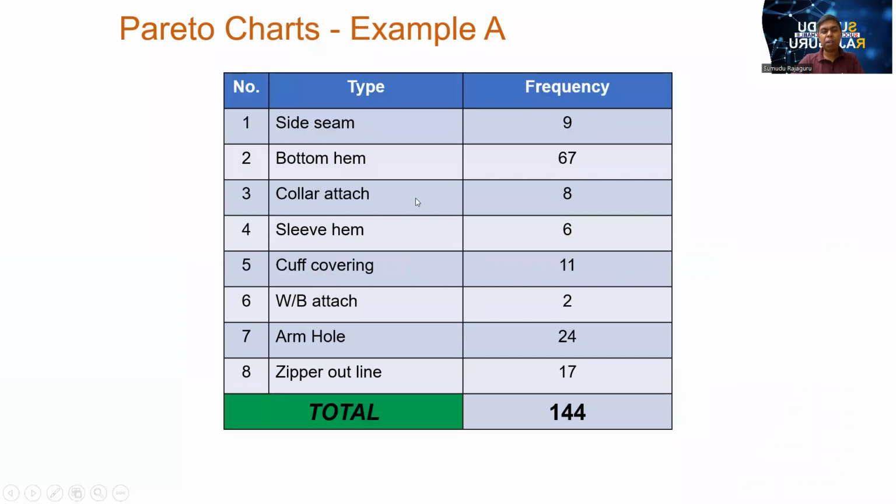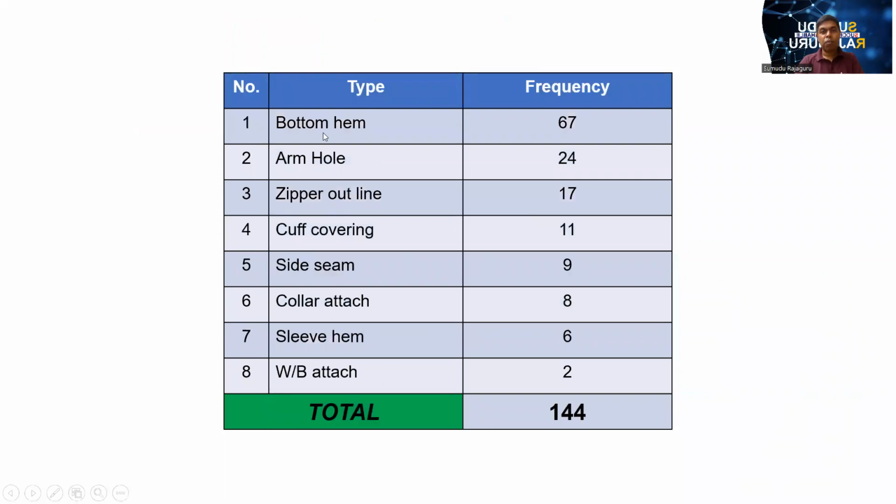This is a simple example to explain how to draw the Pareto chart. You can see here, this is one production line's defect types from last month with the quantities: side seam, bottom hem, collar attached, sleeve hem, cup covering, like that. This is the frequency, meaning how many defects. The total defects was 144. So step number 1, when we draw the Pareto chart, is we have to arrange this data in descending order.